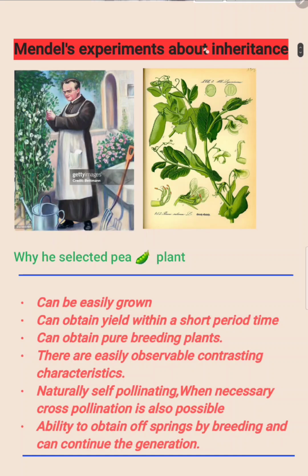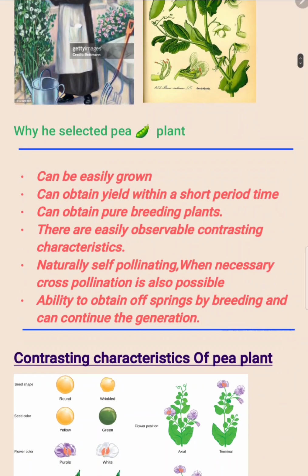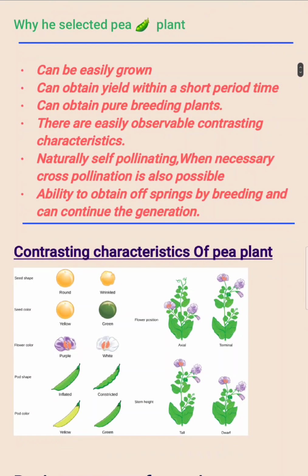The experiment about inheritance was done by the scientist Mendel. Mendel selected the pea plant for his experiment. Let's see why he selected the pea plant. Because it can be easily grown, can give a yield within a short period of time, and can provide pure breeding plants. There are easily observable contrasting characteristics. I'll explain what contrasting characteristics are later.